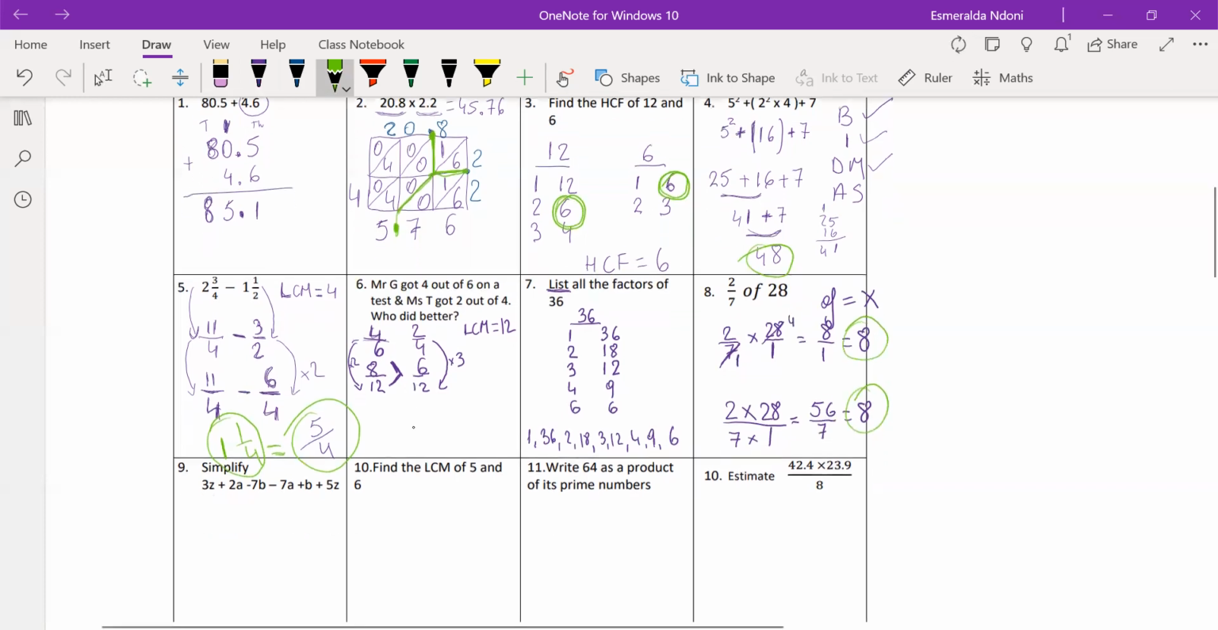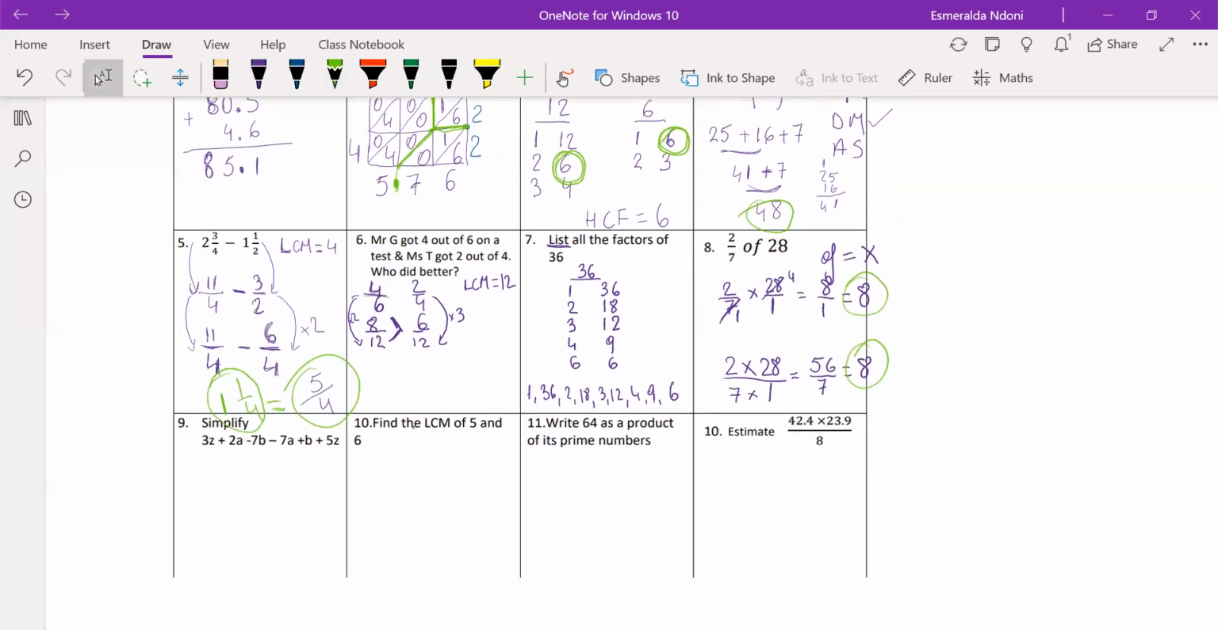Question 9. Simplify. So we have moved on to algebra with this question. To simplify, we need to circle the ones that look the same. Remember, we need to circle the ones that look the same. So 3z and 5z with the sign, they look the same to me, right? Because they're both numbers and the same letter.